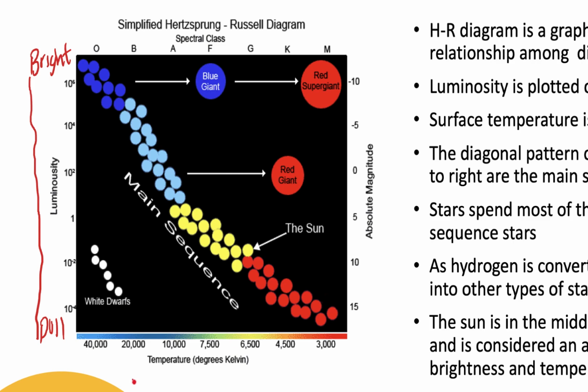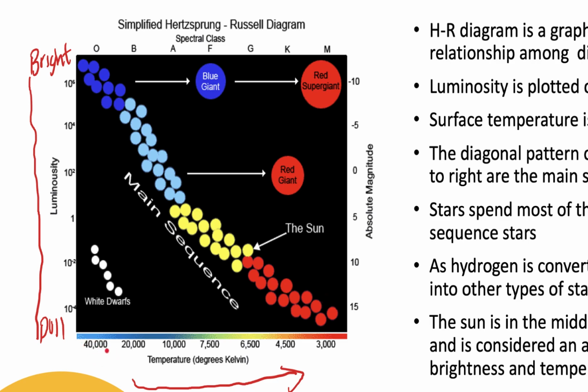The horizontal axis is your surface temperature. Again, remember I told you that it's measured in Kelvin. So notice 40,000. These stars are hot, hot. And I don't mean just a little bit hot. They are hot. So here's 40,000.